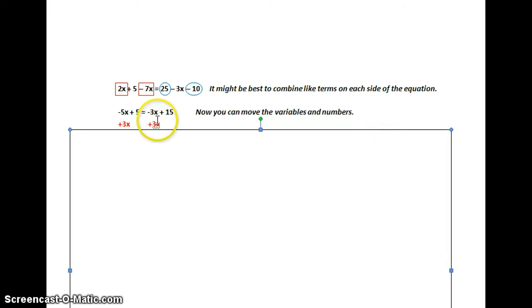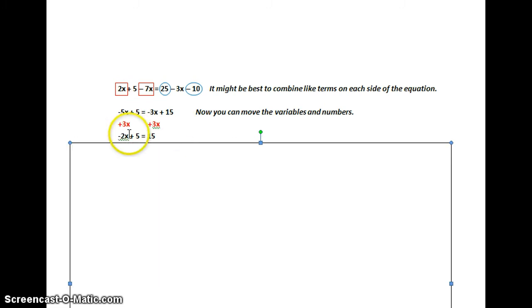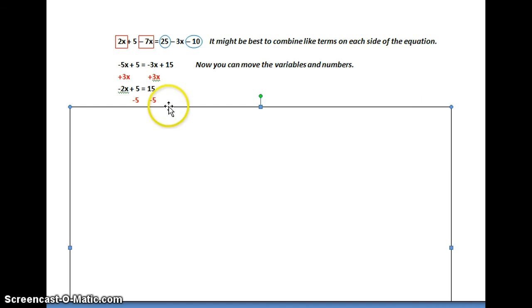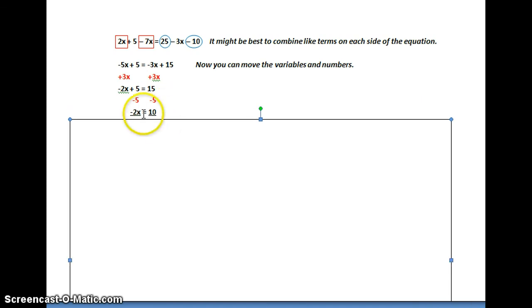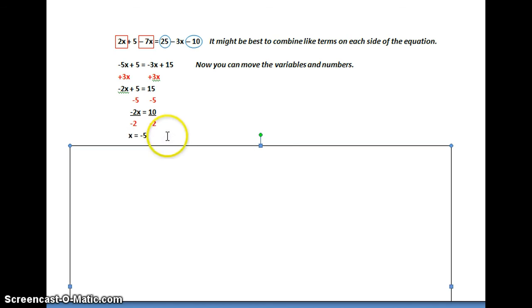What I did is I chose to add 3x to both sides. You might have chosen to add 5x to both sides. So if I add 3x, it's going to cancel out to where I get -2x plus 5 equals 15. Now I have to subtract just the number 5 from both sides, and I end up with -2x equals 10. Now I need to divide by that -2, and notice I get 10 divided by -2 gives me -5.